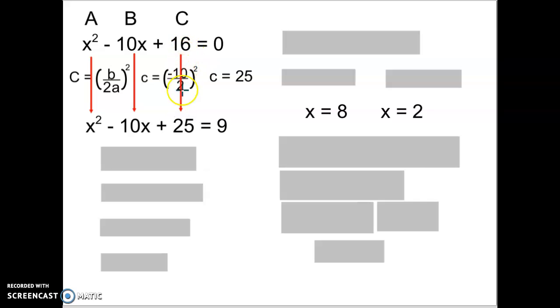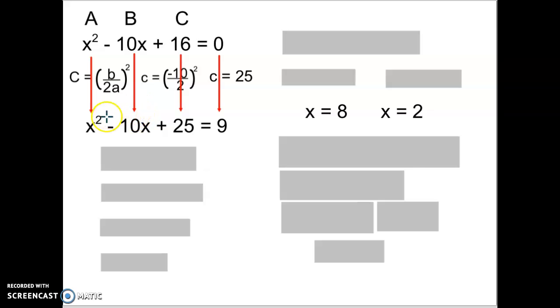Well, in order to get from 16 to 25, it only made sense that we had to add 9 to our left side of the equation. And you know, the rule is whatever you add to the left side, you must also add to the right side. So if we add 9 to the left side to get to 25, then we must add 9 to the right side. So 0 plus 9 would be 9, and that's where that comes from. Now, we're in that perfect square.